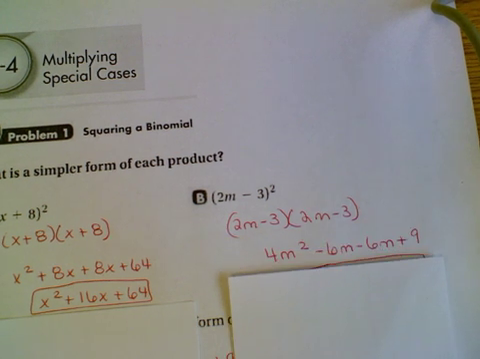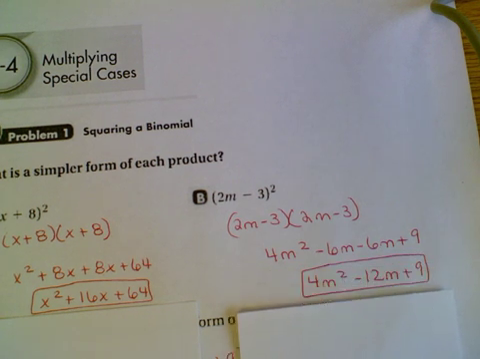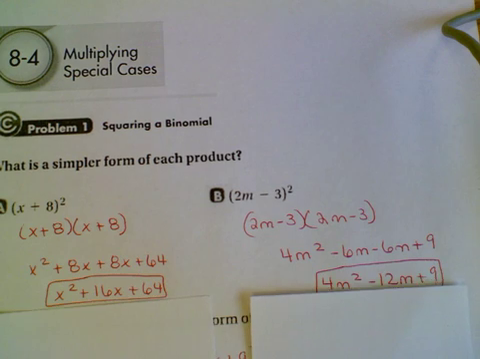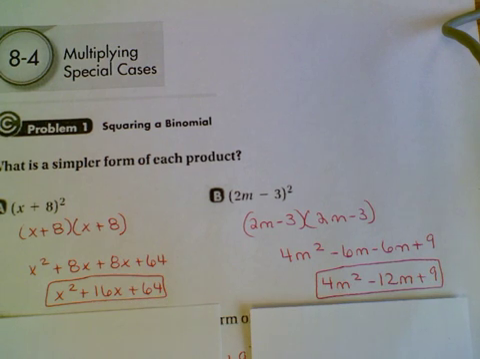When I times them out, I got 4m squared minus 6m plus 9, and then I combined my like terms and got 4m squared minus 12m plus 9. Notice it's just an extension of what we did in 8.3, where you just multiply the two binomials. You just have to remember that you have two of them. Okay, pause the video and now try the got it question.